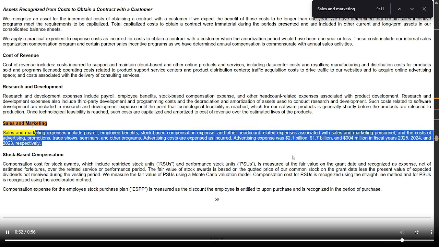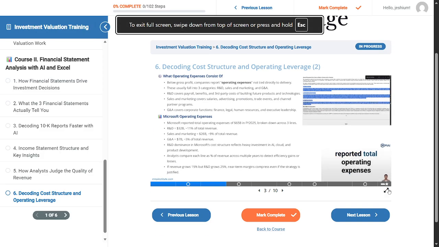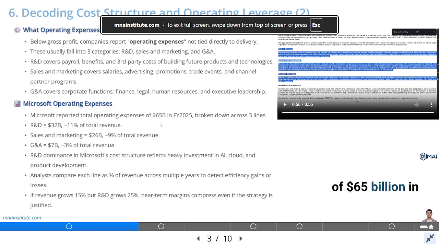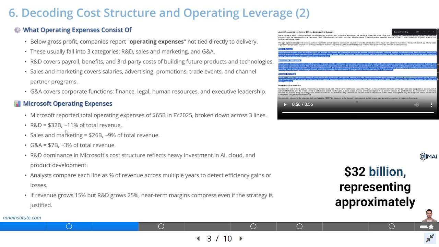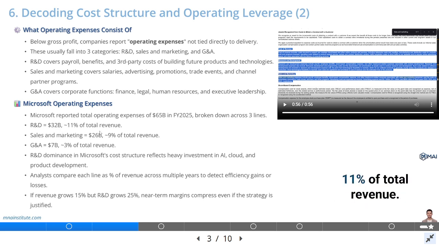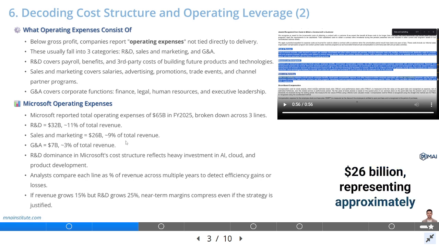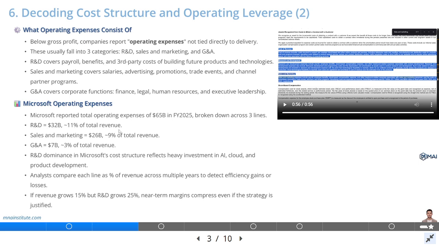Microsoft operating expenses. Microsoft reported total operating expenses of $65 billion in fiscal year 2025, broken down across three lines. Research and development was $32 billion, representing approximately 11% of total revenue. Sales and marketing was $26 billion, representing approximately 9% of total revenue. General and administrative was $7 billion, representing approximately 3% of total revenue.